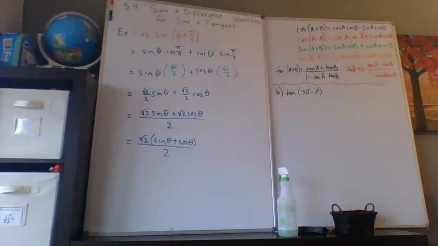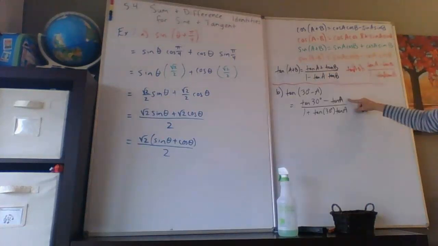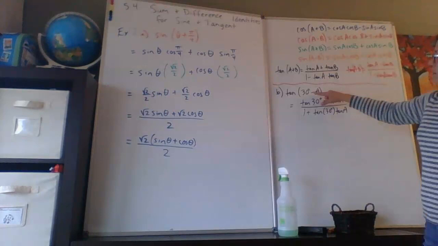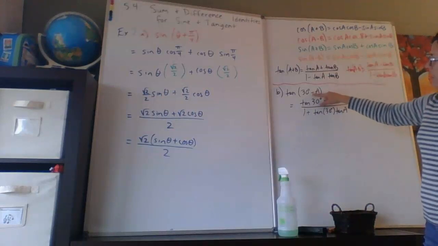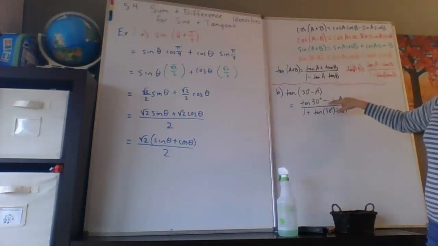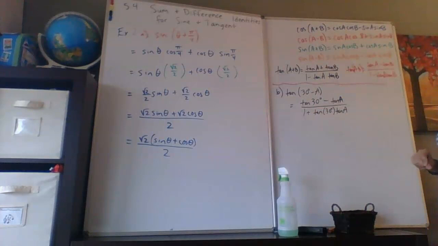B, tangent of 30 degrees minus A. Now we are ready to use the tangent of A minus B formula. In the numerator, we get tangent of 30 degrees minus tangent of A, over 1 plus tangent 30 tangent A. Notice the top, the sign will be the same as the original sign, but the bottom is always opposite.